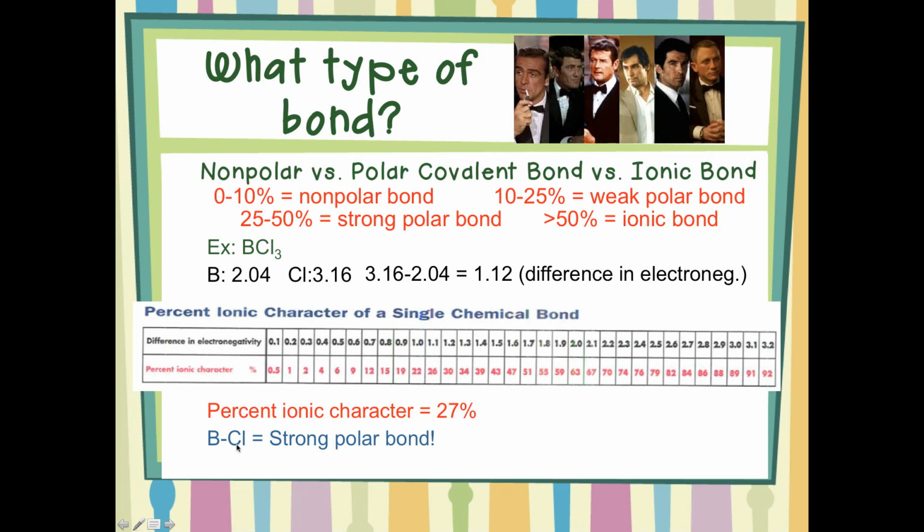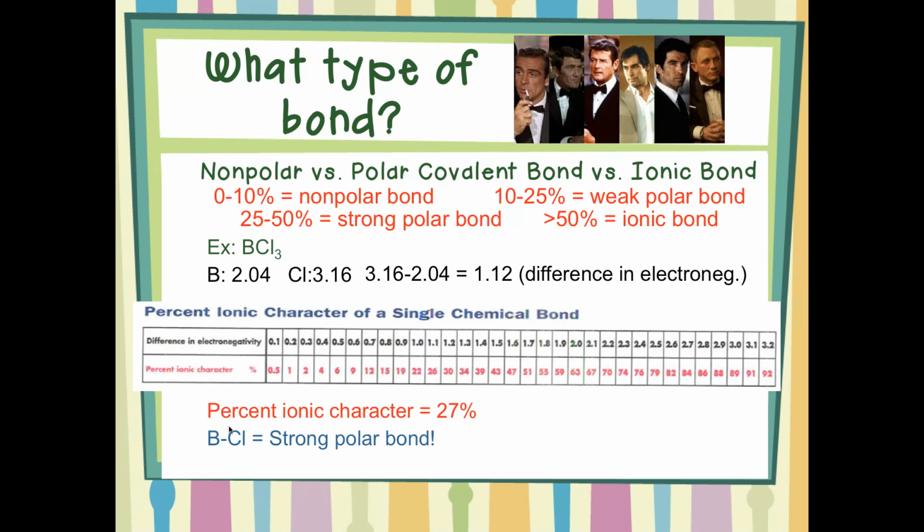So when B and Cl are compared to each other, the chlorine, because of the higher value, is the stronger nucleus. When these two play tug of war, chlorine pulls the electrons a little closer to itself, which means this would be partially negative. Boron would be partially positive because this nucleus is a little bit weaker, so the electrons are pulled away from it a little bit, creating that partial charge.